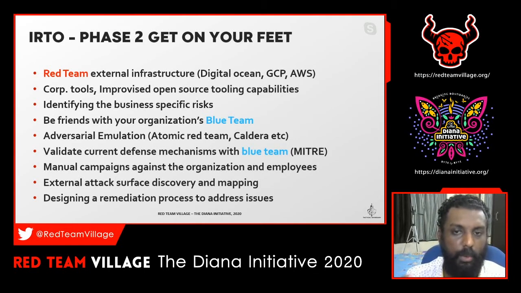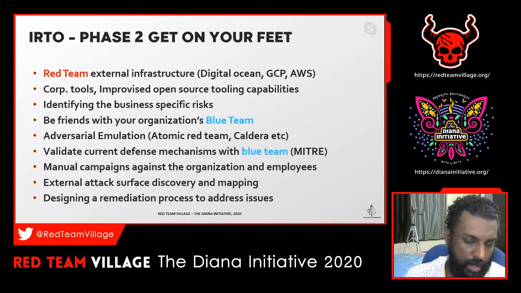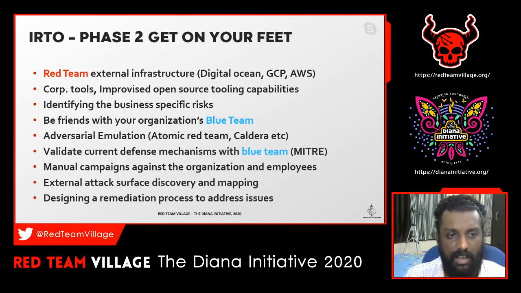implementation, like log pooling implementation. So how much of these activities are being logged and being detected by your blue team? How many of these attacks were blocked by your antivirus? How many of these attacks, like sensitive actions, were blocked by your EDR software? These kinds of things can be understood from adversarial emulation or APT emulation. You can also validate current defense mechanisms with a blue team with the help of the MITRE ATT&CK matrix.